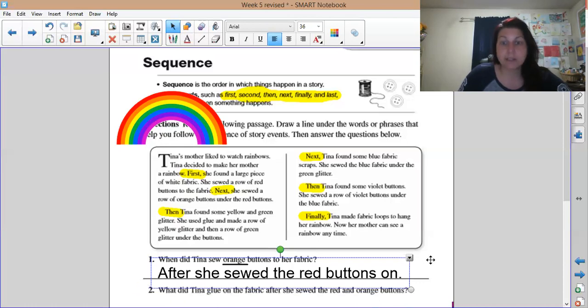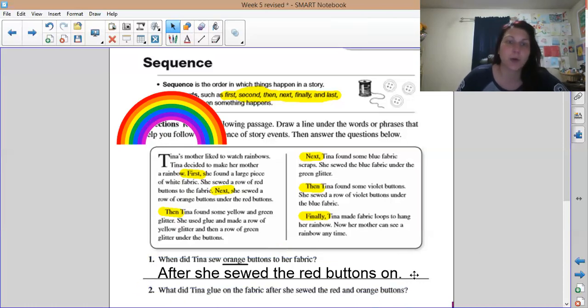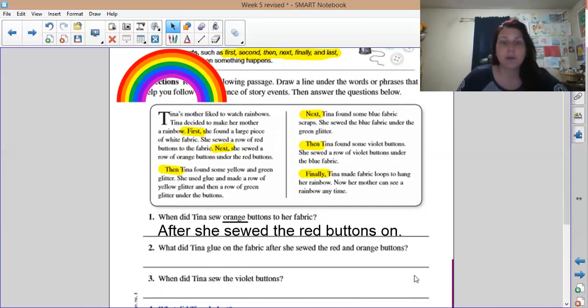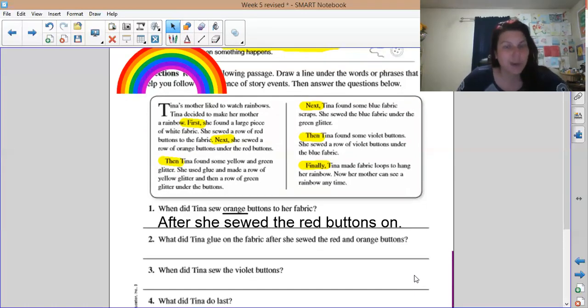Okay, so if you are writing this in your journal, you're just going to number it number 1 and write that sentence next to it. If you are filling in your worksheet, perfect. Number 2 brings us to, what did Tina glue on the fabric after she sewed the red and orange buttons? So we have the red ones here. In the next sentence, we see she did the orange buttons.